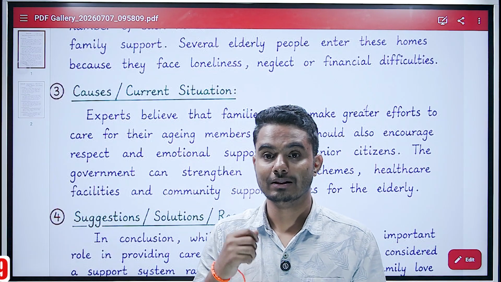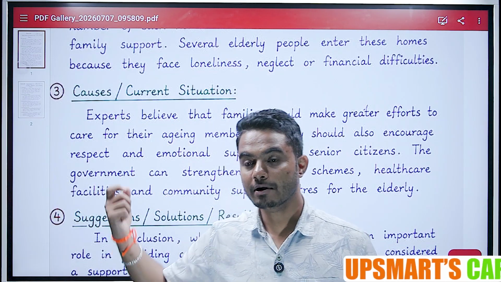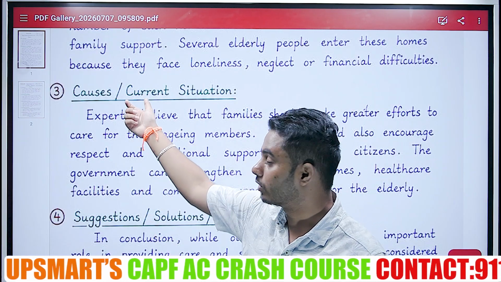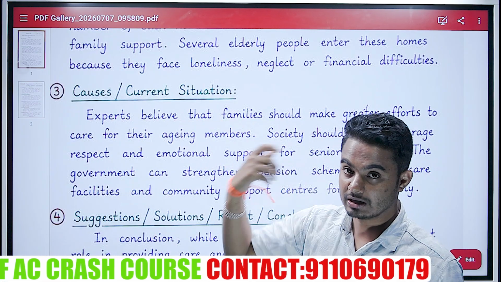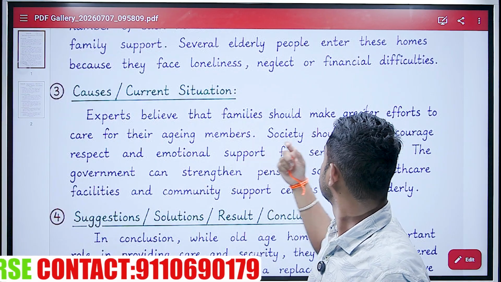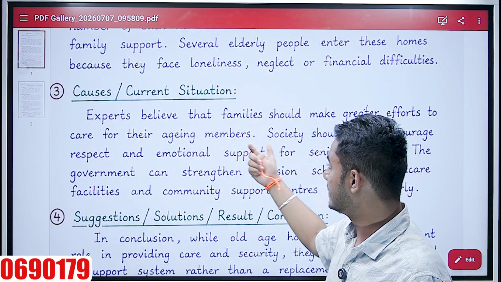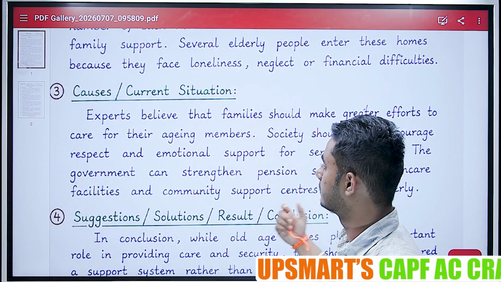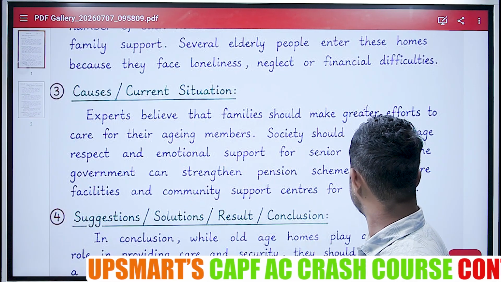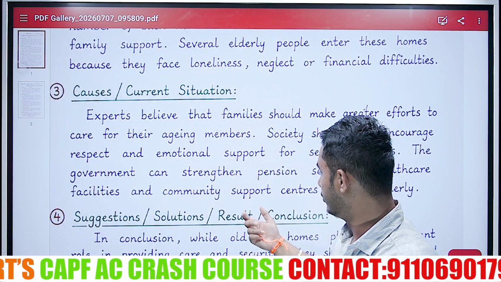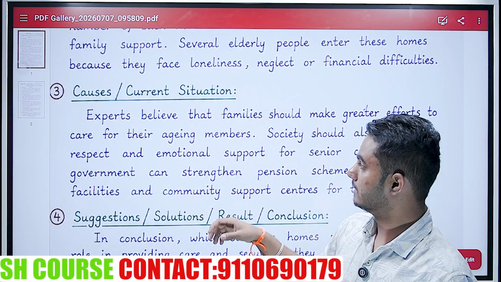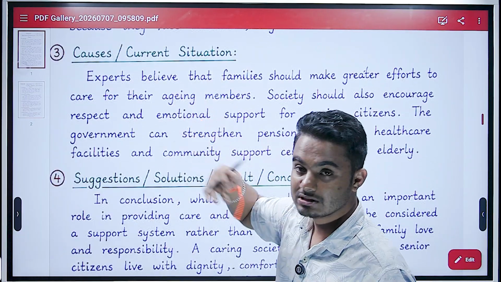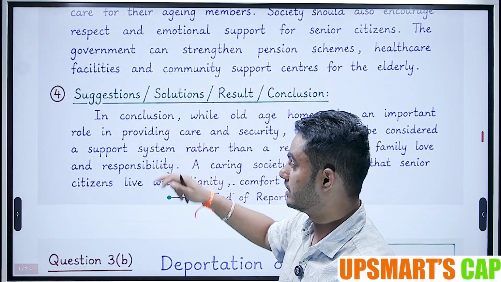Who is a third person? The third person is an expert. Experts believe that families should make greater efforts. That is, what are the causes or current situation? Families should make greater efforts to care for their aging members. Society should also encourage, respect, and support senior citizens. The government can strengthen schemes, healthcare, and community support centers for the elderly. See, you have explored causes here. Now we are exploring the current situations and solutions.